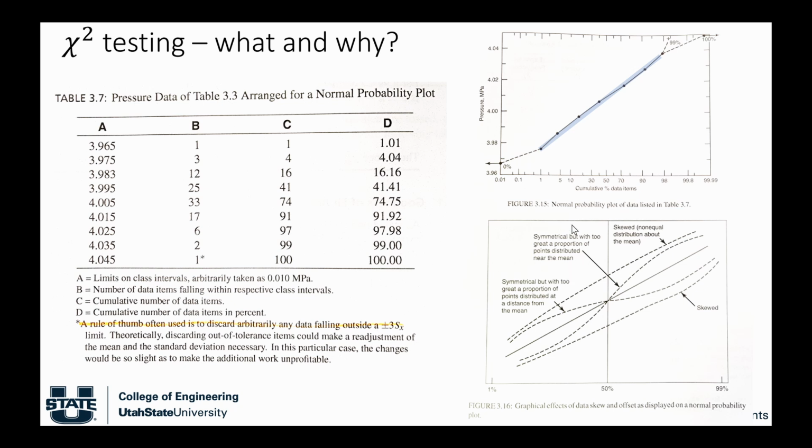So you can see that it tells us how good that distribution is when compared to a Gaussian distribution, based on the shape of this, or how linear this is. And you can see that there are some bounds here showing that it's skewed or non-equal distribution about the mean, and what you would see there.